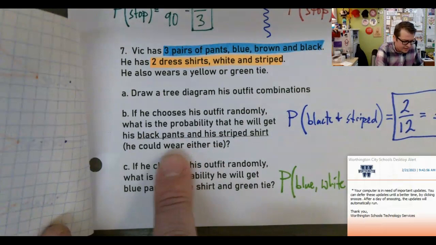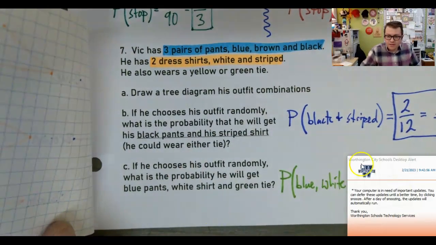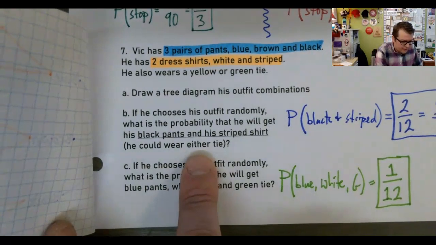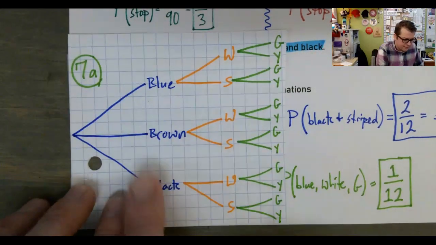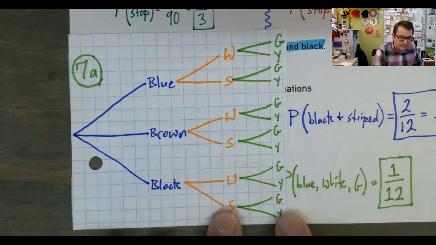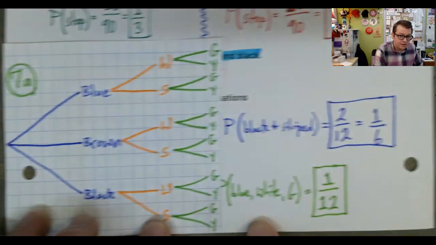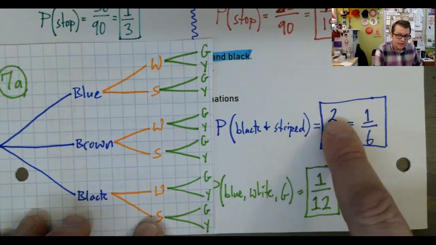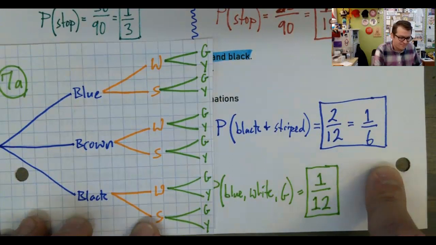So then B says he could wear either tie, let's get this out of the way, he could wear either tie, right? He wants black pants and a striped shirt, so I'm going to follow black pants and a striped shirt, but either tie, I have 2 options out of my 12 options. So black and striped with either tie, 2 out of 12 or 1/6.